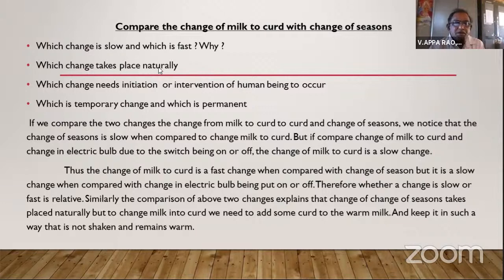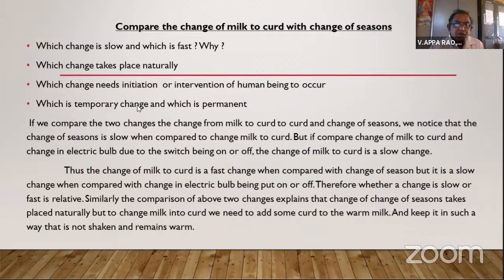Which change takes place naturally? Here, change of seasons takes place naturally. Which change needs initiation or intervention of human beings to occur? Milk to curd needs the intervention and initiation of human beings.